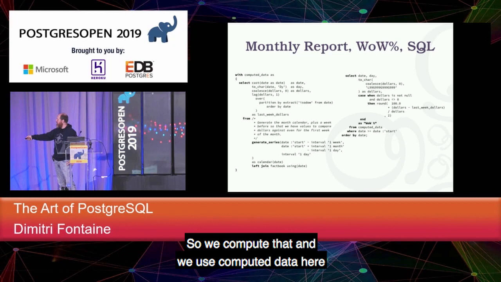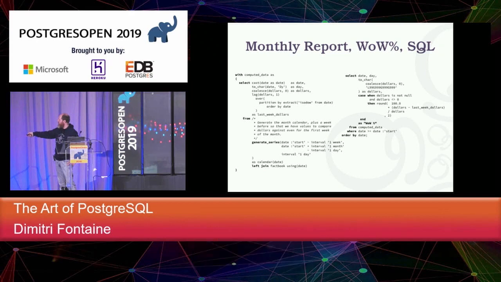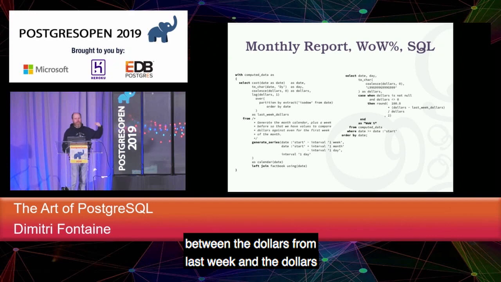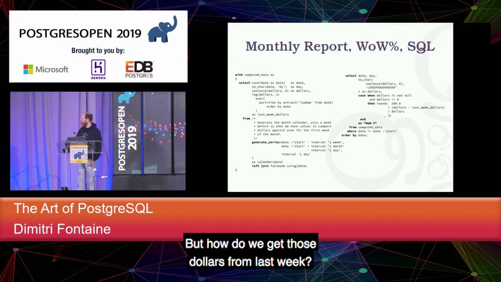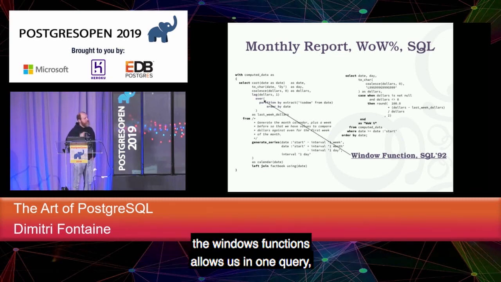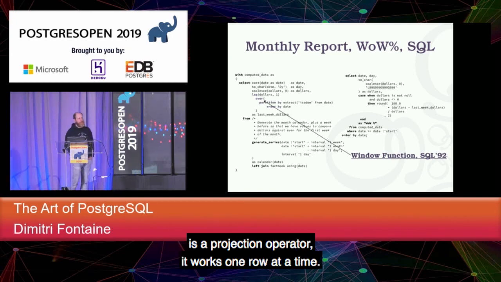So we compute that, and we use computed data here as a from clause for the next part of the query. And we compute the difference of dollars between the dollars from last week and the dollars from this week. But how do we get those dollars from last week? It's because we use window functions. And window functions allow us, in one query... So the projection operator, the select clause, is a projection operator. It works one row at a time, right?